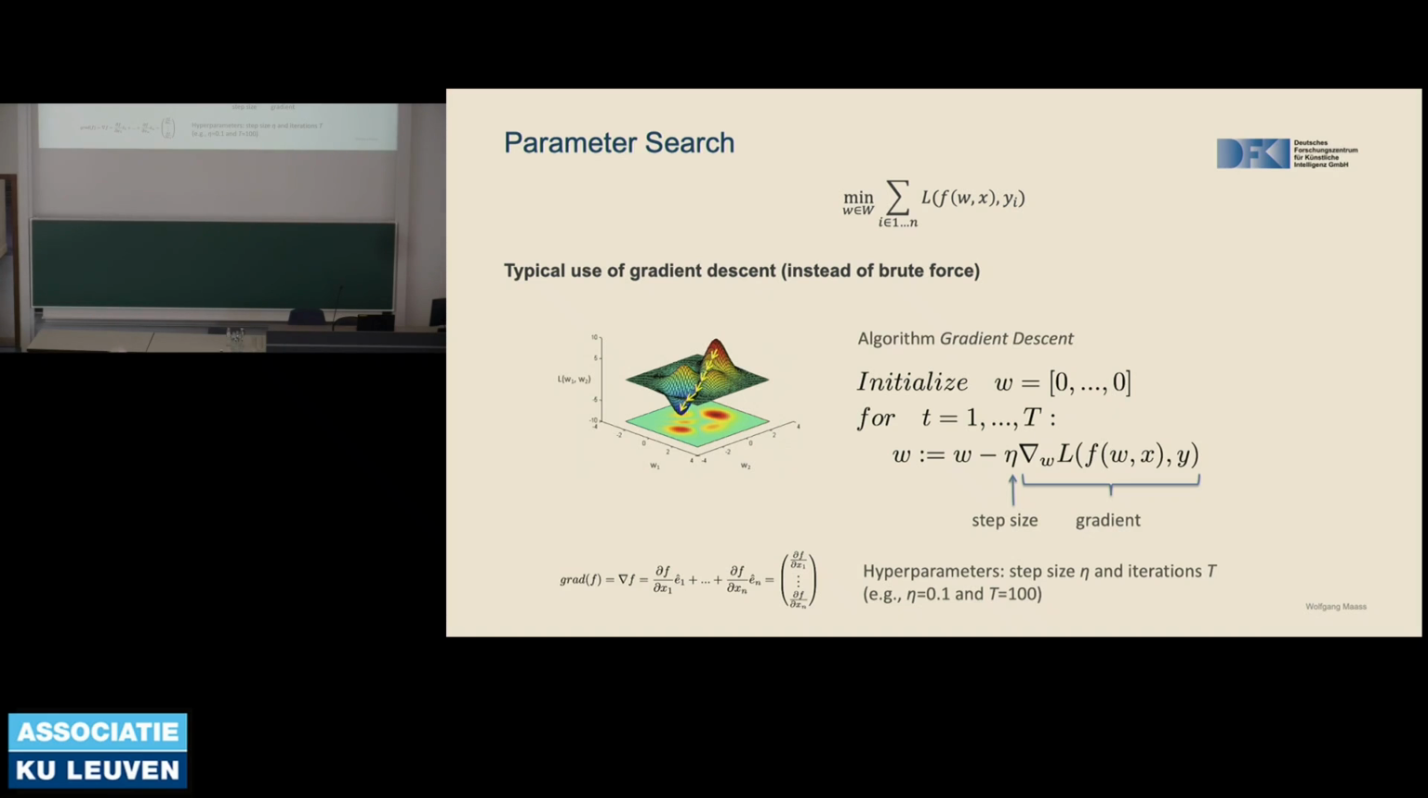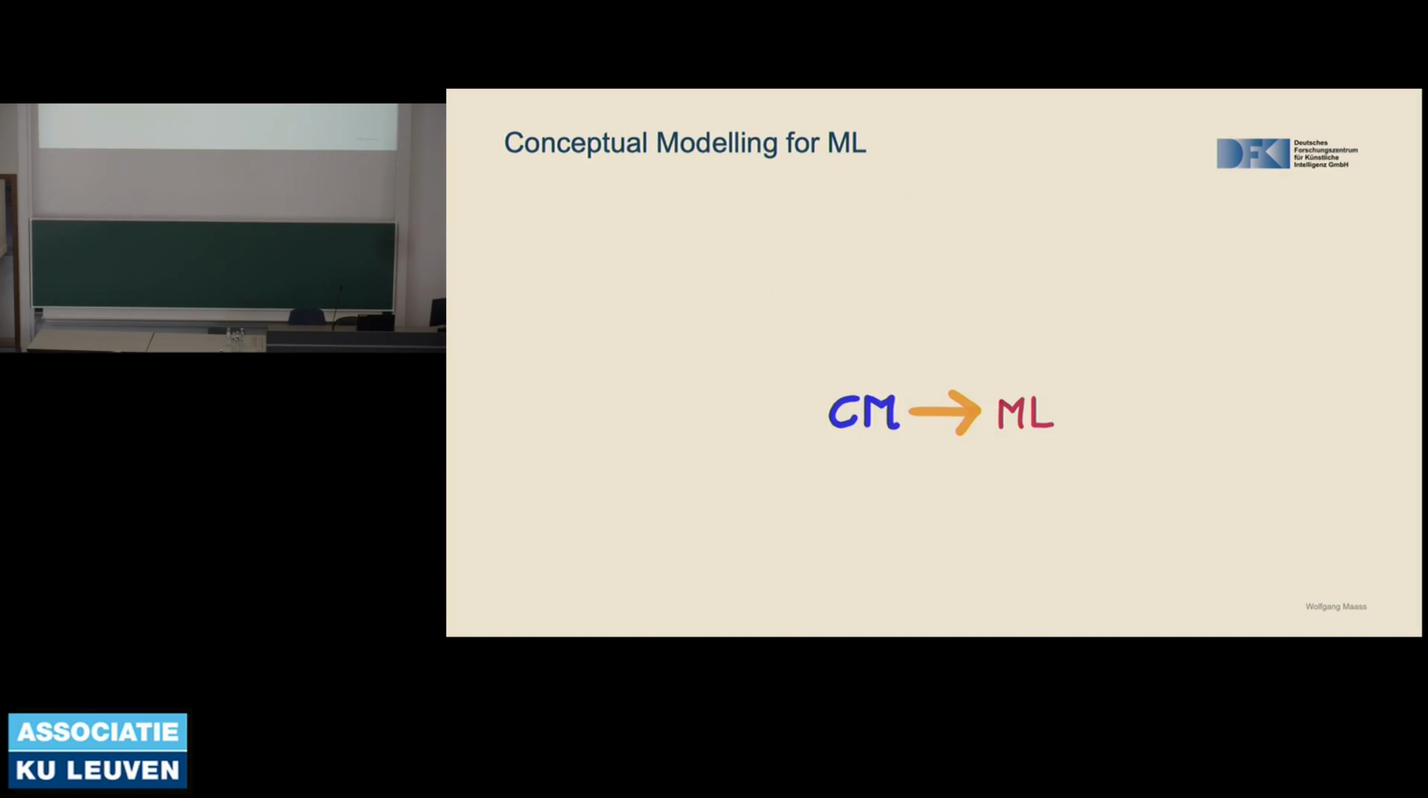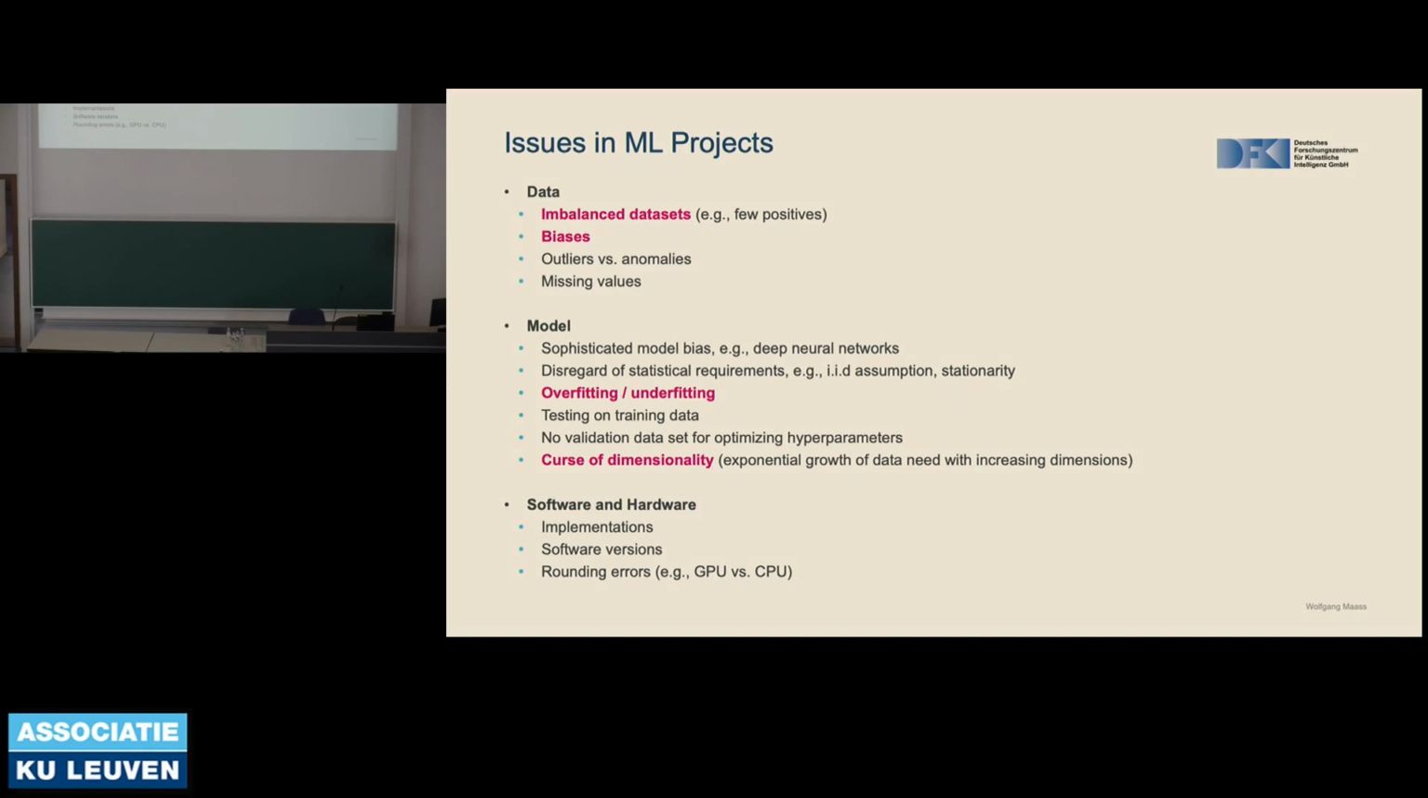And therefore, the underlying machine is in contrast to what we are used to in conceptual modeling, where we do logical kind of reasoning. This is mainly statistical and differential equation calculus based. Okay, so now let's jump into it from conceptual modeling. How can we support machine learning? In machine learning projects or research, we face very many issues.